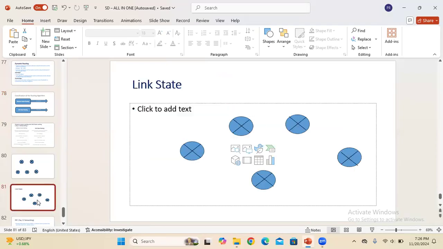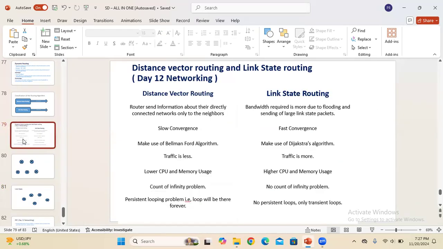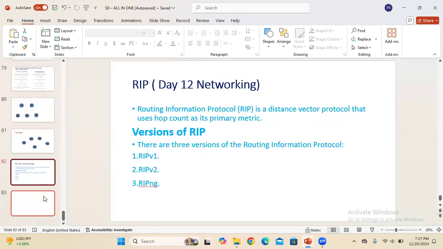I hope the concept of distance vector routing protocol and link state routing protocol is clear now. We have one more video that will talk about the RIP versions, so we'll connect shortly on that.